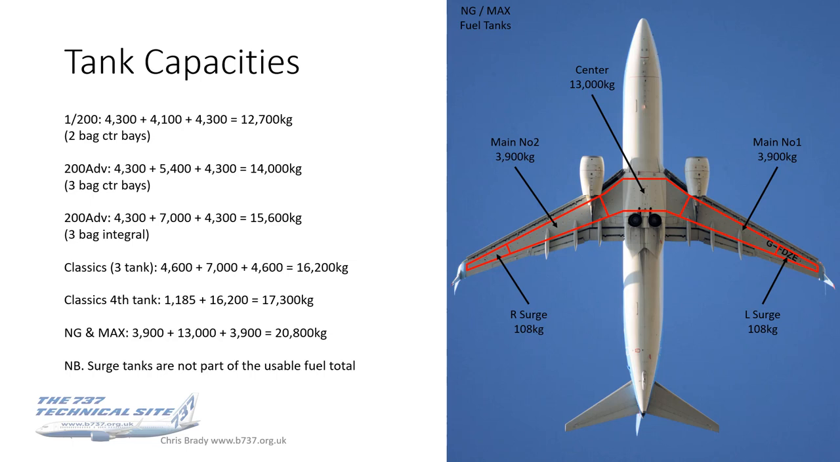You can see I've listed all the various capacities of the various configs of originals, classics, NGs. Surge tanks as well, I mentioned those earlier, they've got 108 kilos capacity. They are not part of the usable fuel total, despite what tricks you might get up to downroute if you need to take the extra fuel back.